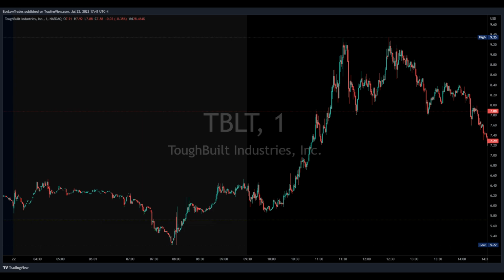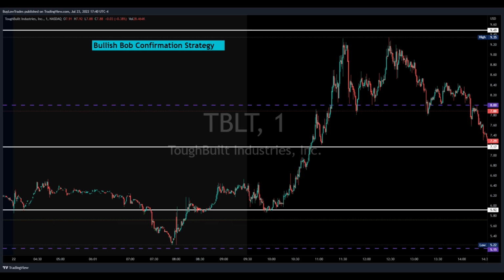This requires support and resistance. Let's go ahead and mark those. Having trouble finding support and resistance? Don't worry. Stay to the end of the video and I'll give a brief tutorial on how to find these levels. Whether you're an anticipation trader or a confirmation trader, there's multiple entries and exits to be had here on TBLT.